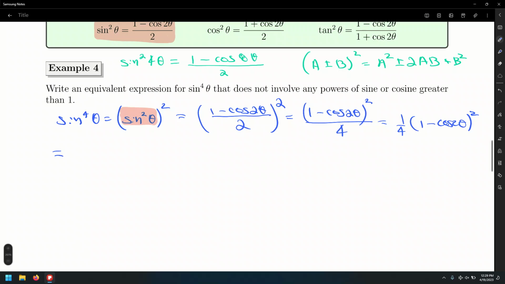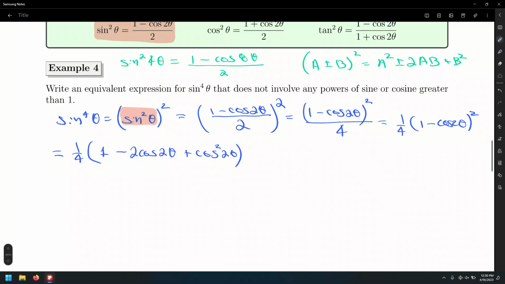So that equals 1/4 times the result of expanding this binomial, that is 1 quantity squared, which is 1, and then careful, minus 2 times the quantity A and the quantity B, so A is 1 and B is cosine 2 theta. That'll be 2 times cosine 2 theta, and plus the quantity B squared, that's cosine squared 2 theta. Careful with that. All right, so we're done with expanding the binomial.